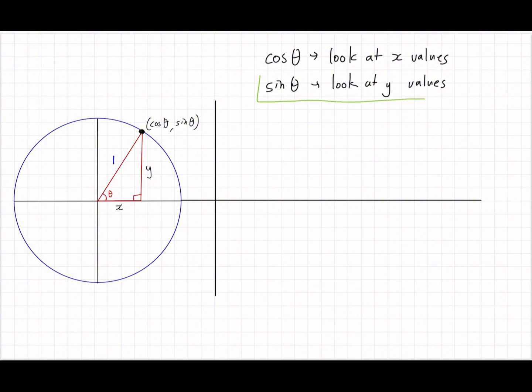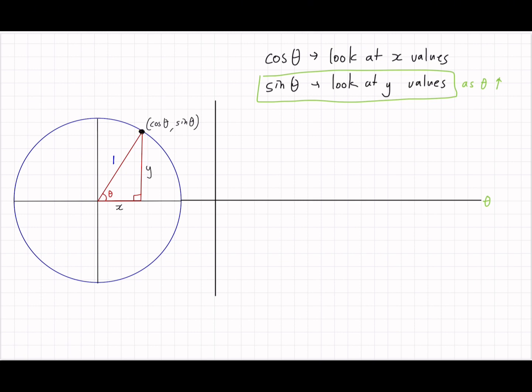Okay, sine, we look at the y values, so that means the y value is the height, right? And then we want to look at the y values as theta increases, right? Because this is going to be the theta axis. So because of sine theta, it's theta. That means as theta increases, we need to see what happens to the y value of this point.